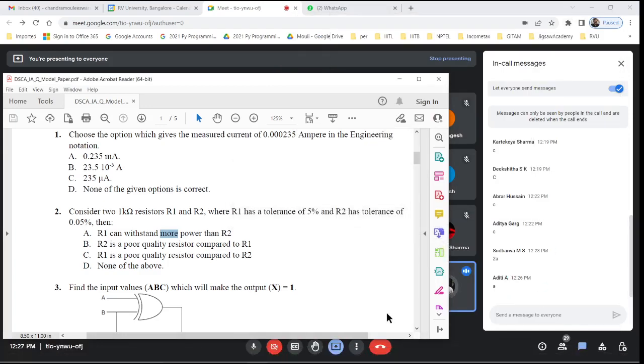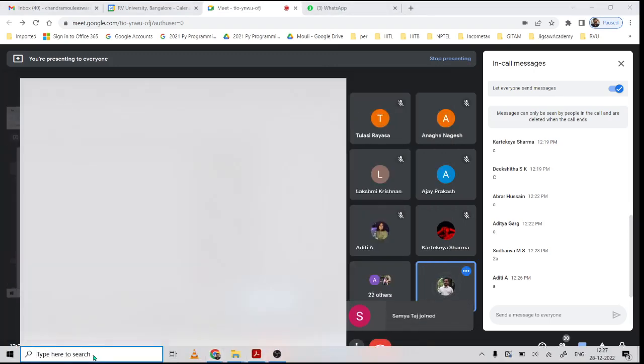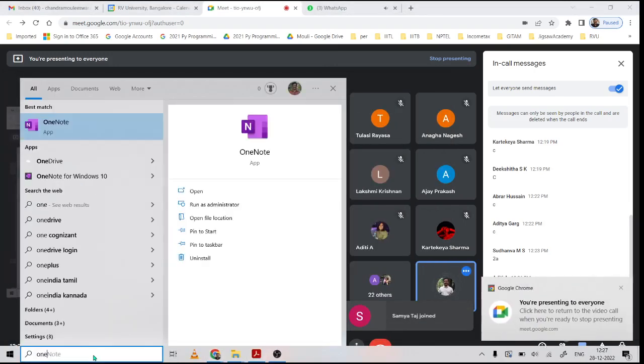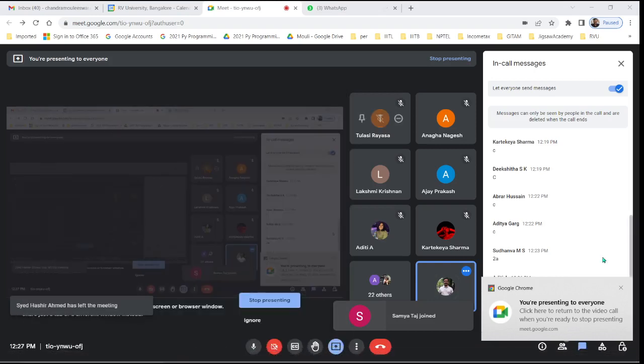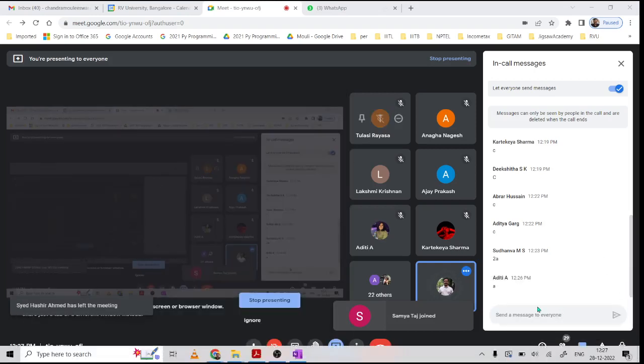Sorry, OneNote has crashed. Let me start again. Microsoft has some issues.